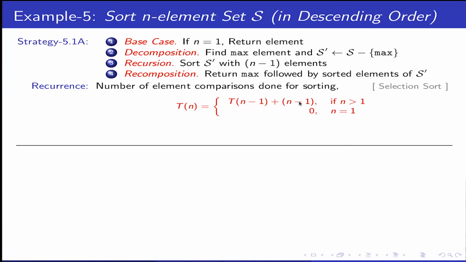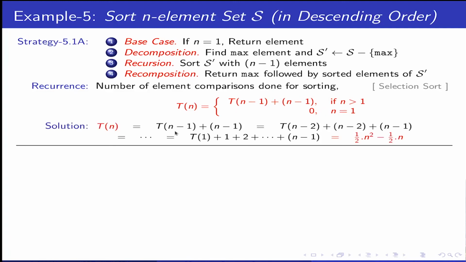So this is your recurrence. This is your decomposition plus 0 for recomposition. And if n is 1, it is 0. You can easily solve it by expanding. I am not spending much time on it. So it is obviously in the order of half n squared minus half n is the answer.